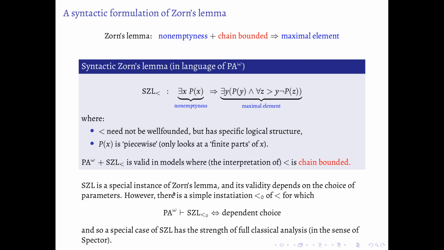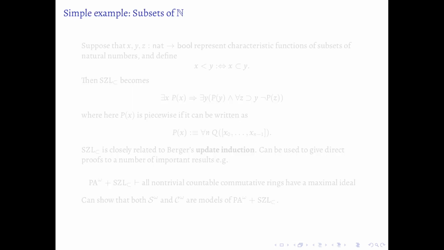But just to give you an idea of its strength and its usefulness, there's a simple instantiation of my parameters for which the syntactic Zorn's lemma is equivalent to full dependent choice. So as a special case of this axiom, I get full classical analysis in the sense of Spector. So it's a very strong and very useful principle. Alright, so let's give a concrete example of this strange and abstract axiom.